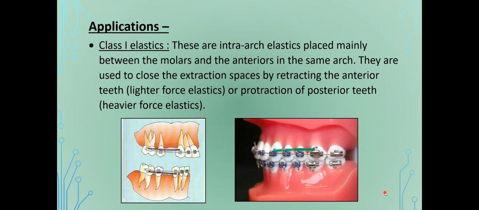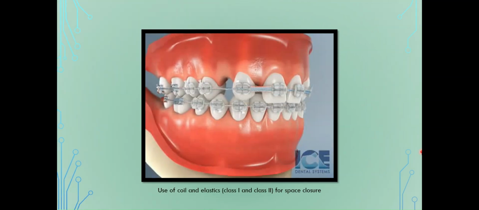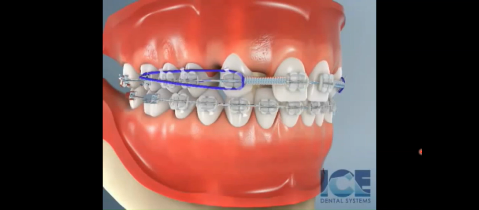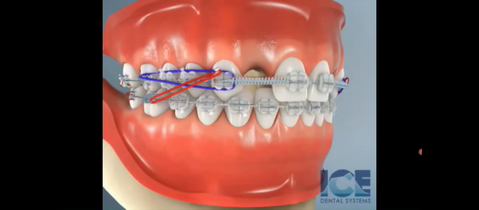Applications: Class 1 elastics. These are intra-arch elastics placed mainly between the molars and the anteriors in the same arch. Here is a clip for the same, where class 1 elastics, class 2 elastics, and coil is used for closure of extraction space by retracting the anteriors and protracting the posteriors.